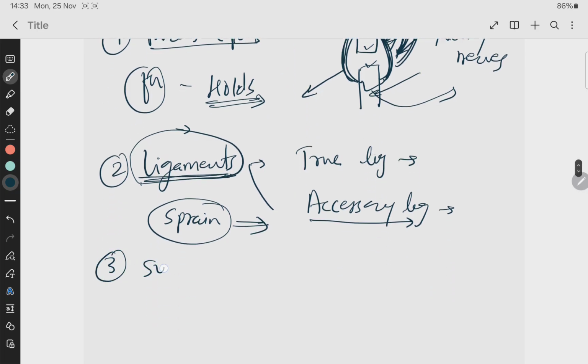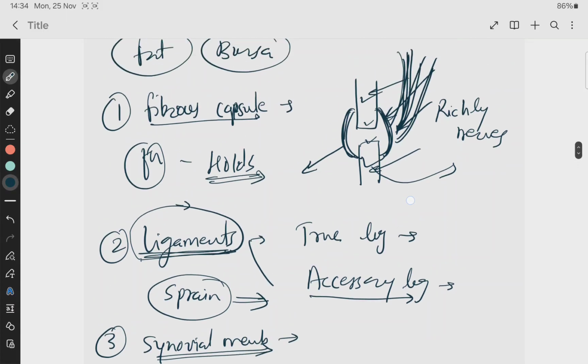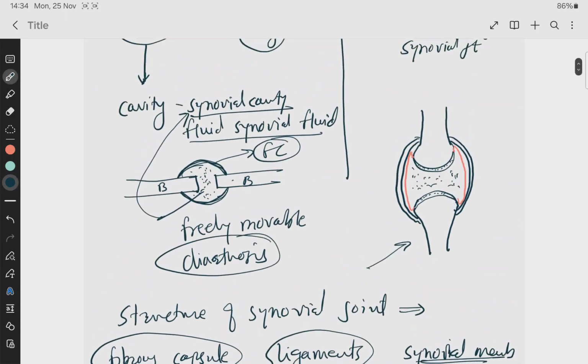Third, the synovial membrane. What is the synovial membrane? It is a thin transparent membrane which lies inside the joint cavity, or inside the fibrous capsule, all over the inside part of the synovial joint. This red color is covered by the synovial membrane except the ends of the bone where the articular cartilage is there. So except the articular cartilage, the inside surface of the fibrous capsule is covered by the synovial membrane.